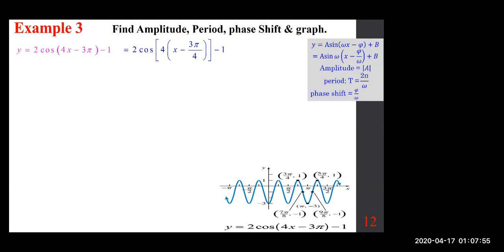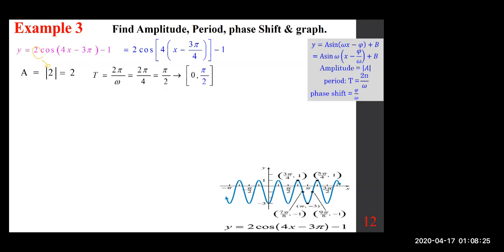So that's the amplitude, okay? 2 pi divided by omega, which is 4, gives us pi over 2. So we are supposed to have an interval of 0 to pi over 2.